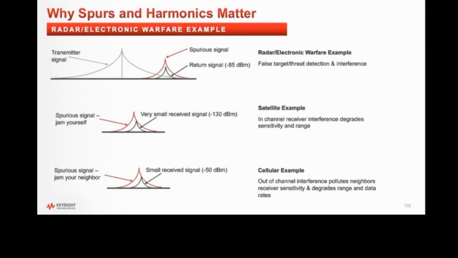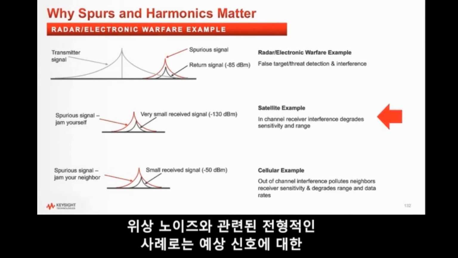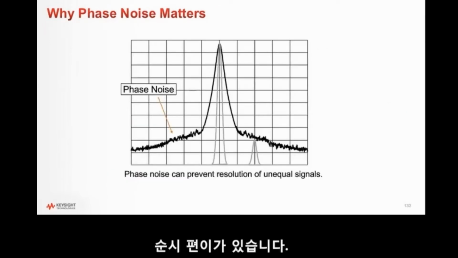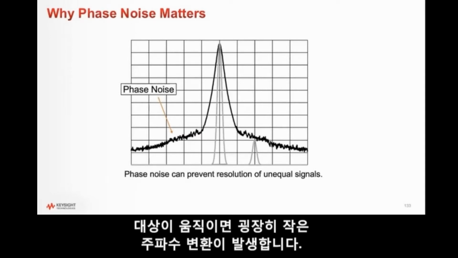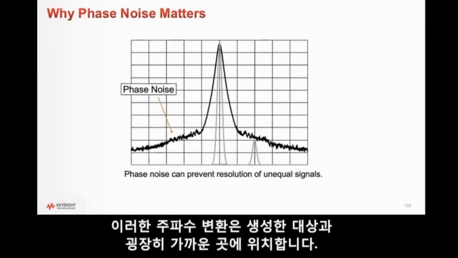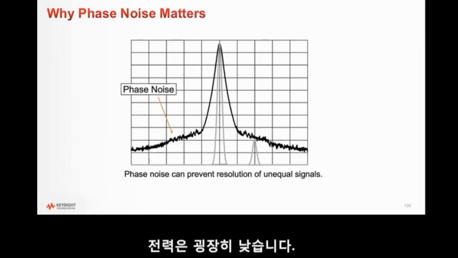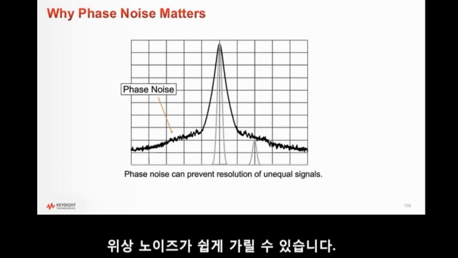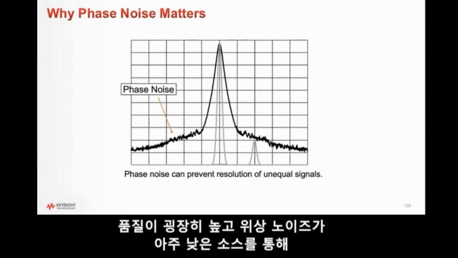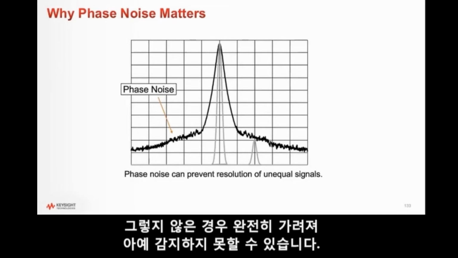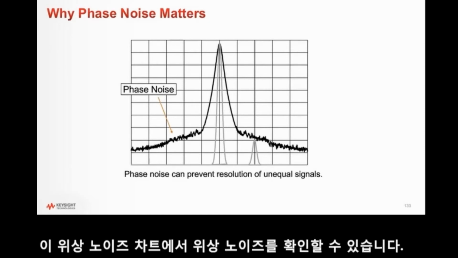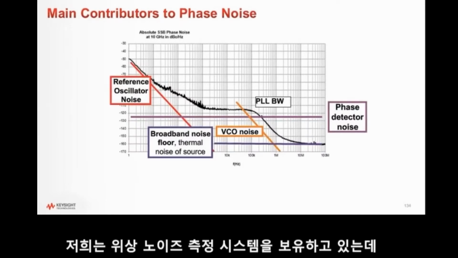Again, with phase noise, the classic case is this instantaneous deviation of your expected signal. When you're dealing with radar, you get a very small frequency shift if your target is moving. That frequency shift is going to be pretty close to what you generated. It's going to be very low down in power, and so it can be easily hidden by phase noise. You need a very high quality source with very, very low phase noise to be able to measure that signal. Or it's just going to be totally hidden under that, not able to be picked up at all. We view phase noise on this phase noise chart. We have phase noise measurement systems. It's a big deal.